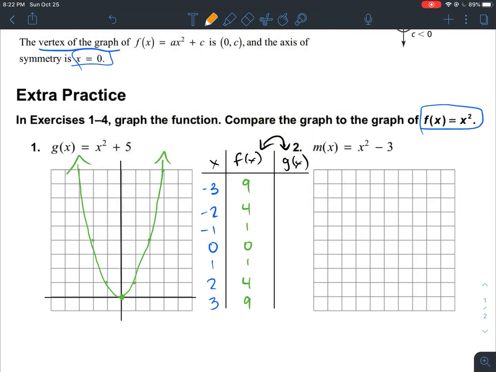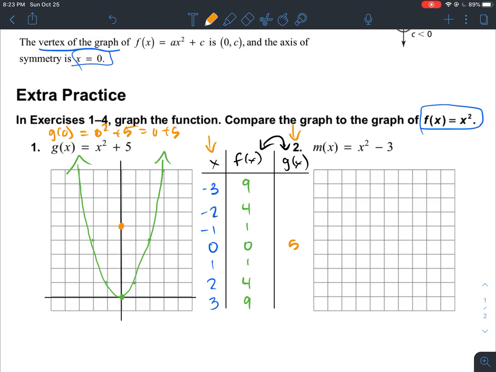Now for g of x, let's input these values and see what we get out. When we input 0, g of 0, we get 0 squared plus 5, which is equal to 0 plus 5, which is 5. So when x is 0, g is 5. 1, 2, 3, 4, 5. So we should be right there.